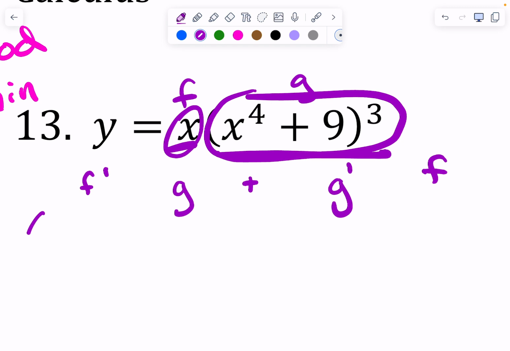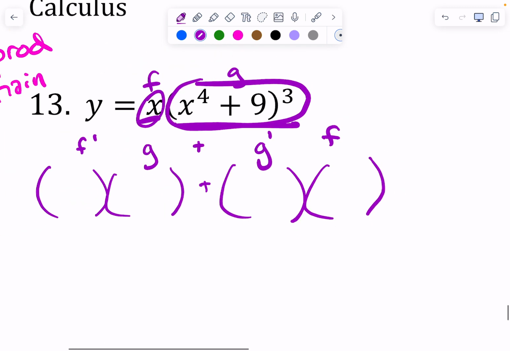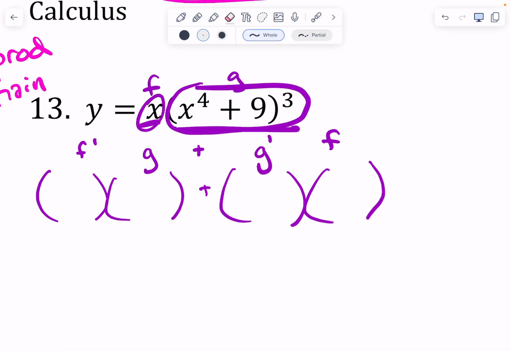Now, of those four parts, where does the chain live? Which one of these parts is going to involve the chain rule? The second one, the G prime. G prime is where I'm going to have to do my chain rule. All the other parts we're going to just do product style. But when I'm doing the G prime part, that's where I have to do my chain rule. Got it?